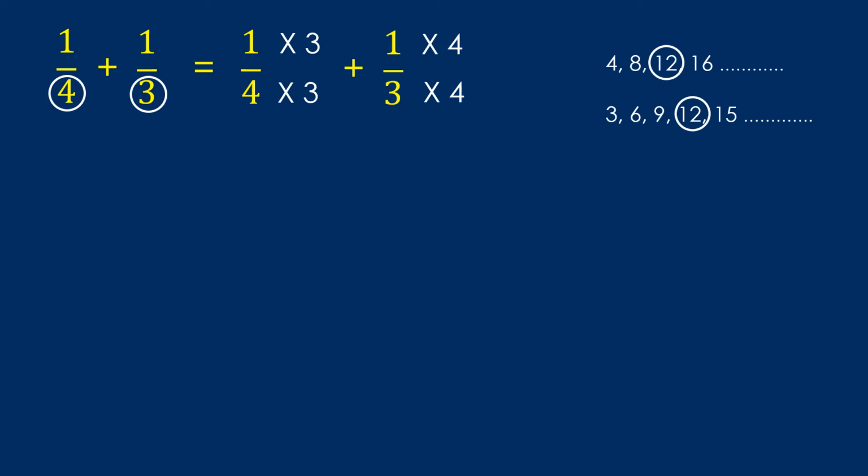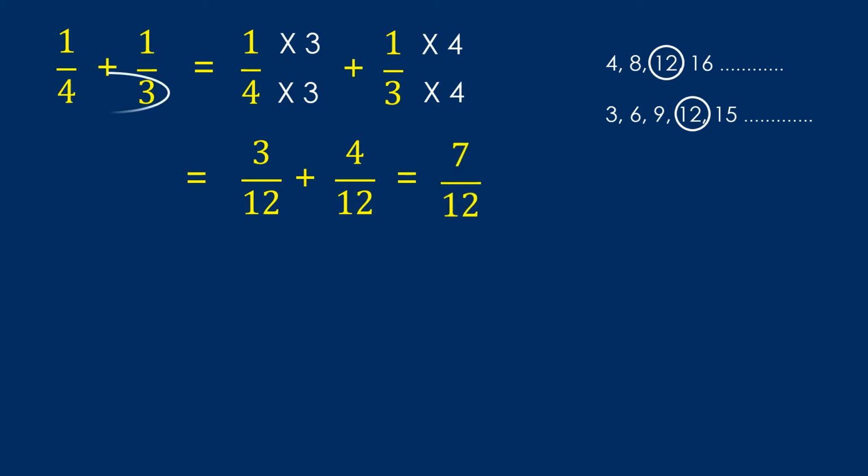So, 3 times 1 is 3. 3 times 4 is 12. Then 4 times 1 is 4. 4 times 3 is 12. Now, you have to add 3/12 and 4/12. Since the denominators are the same, you can just add the numerators. 3 plus 4 is 7. And the denominator is 12. So, the answer is 7/12. Now, you have learned to add fractions with unlike denominators.